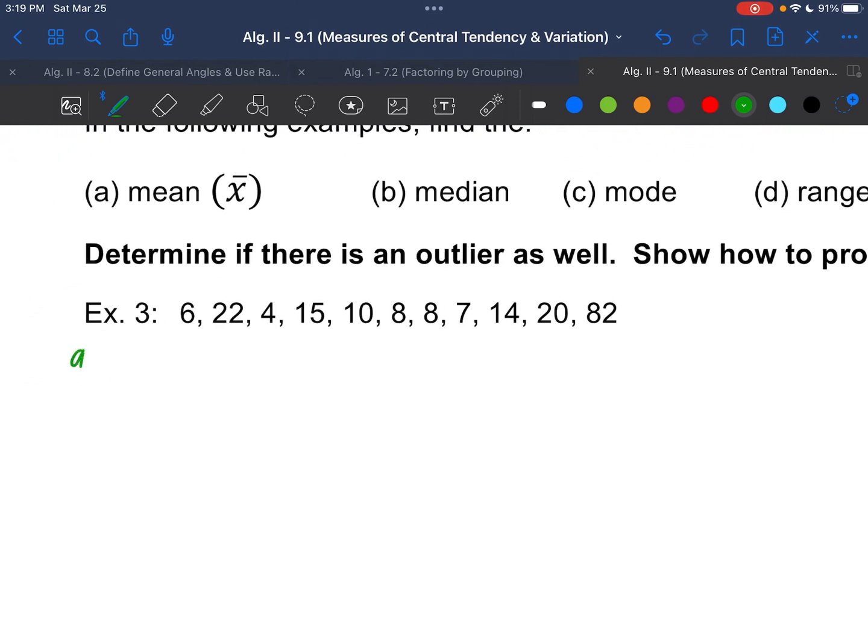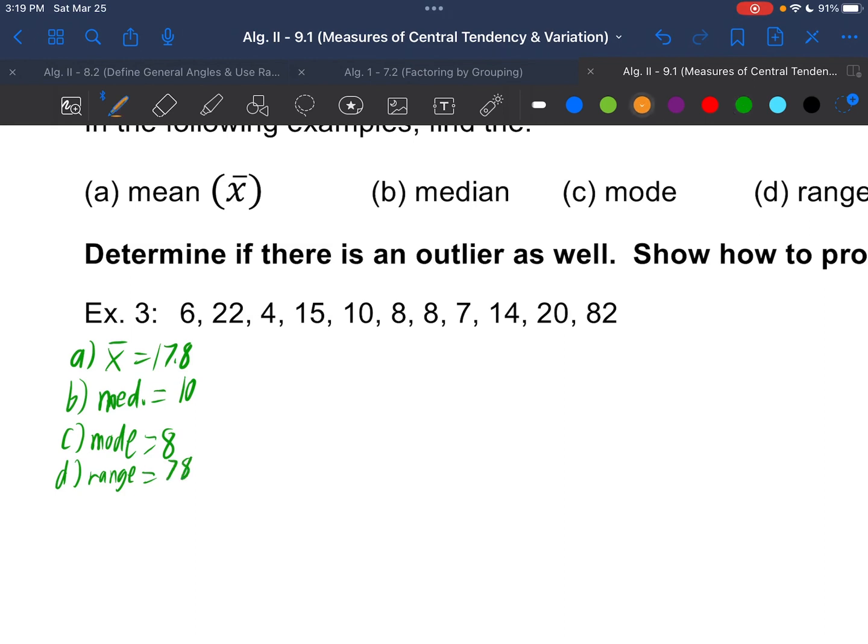So the mean, I'll trust you to find it, add up all the numbers, divide by how many there are, is going to be 17.8. The median, which you've probably seen me abbreviating as MED so far, is 10. It's the middle number of the data when it's in increasing order. The mode is 8. It's the most common one, you see it twice. The range, the highest number minus the lowest number, in this case 82 minus 4, is 70.